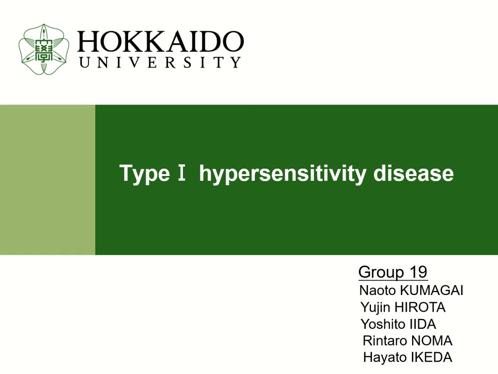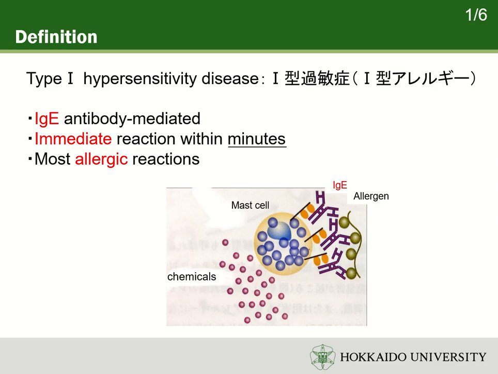Hello everyone, we are Group 19 and today our topic is Type 1 hypersensitivity disease. Type 1 hypersensitivity is caused by abnormal production of IgE antibodies against allergens. It causes an immediate allergic reaction within minutes.